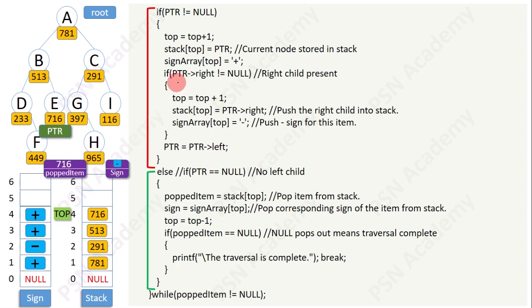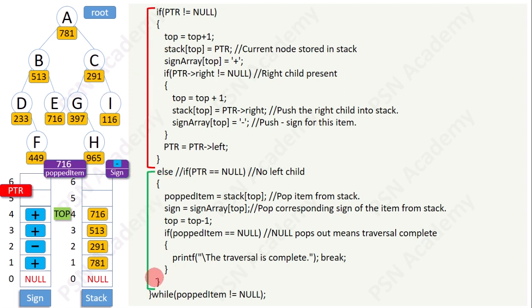And we go for checking if PTR right is null or not. Here we say that PTR right is null. So this if block will not work. It will go straight to this statement, PTR equal to PTR left. So we go for PTR left and it goes to null. Cycle is over. We find popped item is not null. So we go back for the do while loop and we find that PTR is null.